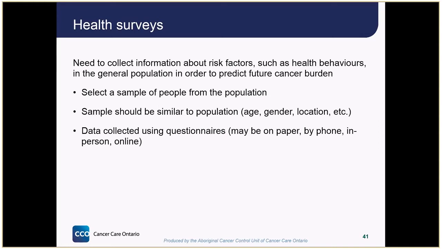Collecting information about cancer risk factors, for example health behaviors, such as smoking or drinking alcohol in a population through surveys, is one way of predicting future cancer patterns. To do surveys, we select a sample of people from the population that we want to study. Our sample should be as similar as possible to the population that we want to learn more about. For example, around the same proportion of men and women, young and old people, urban and rural. Then data is collected from people in the sample using questionnaires, which may be done on paper, by phone, in person, or online.